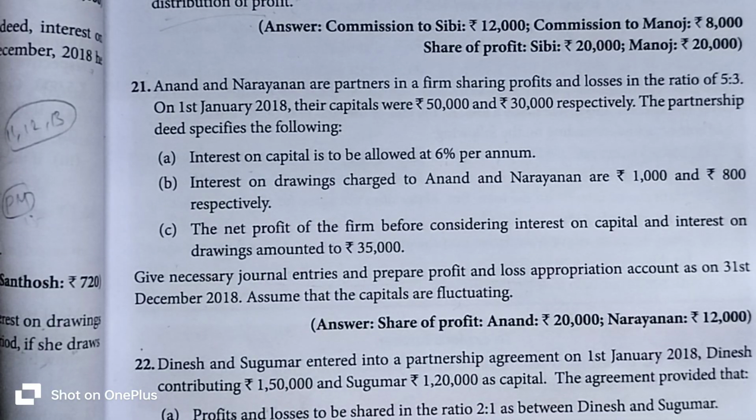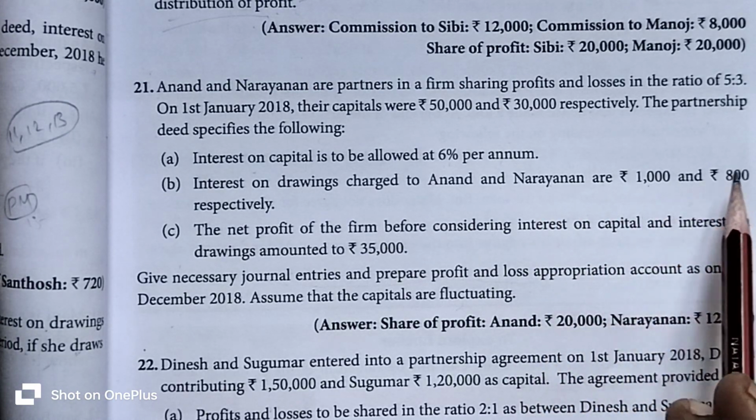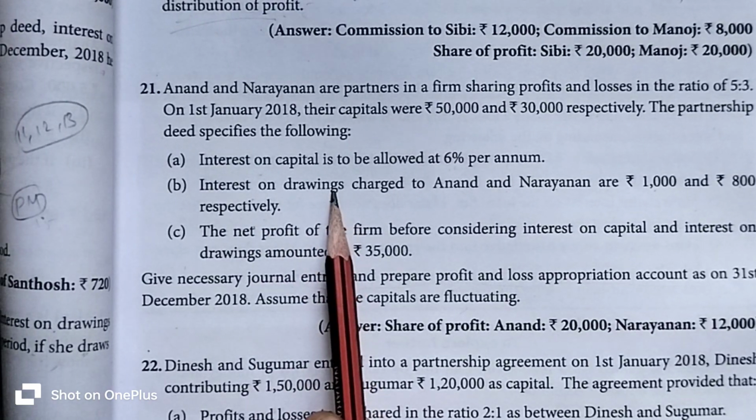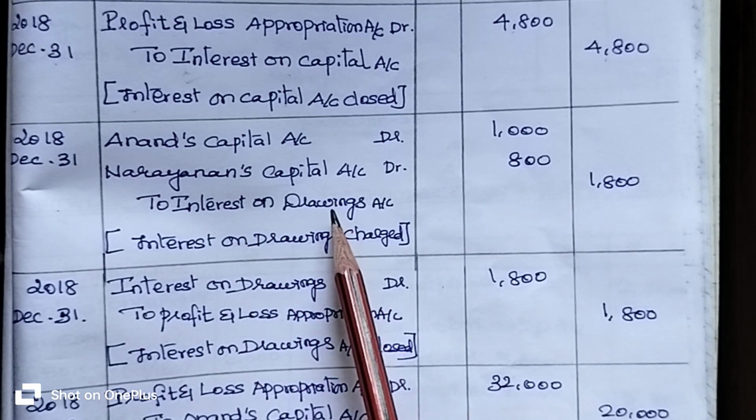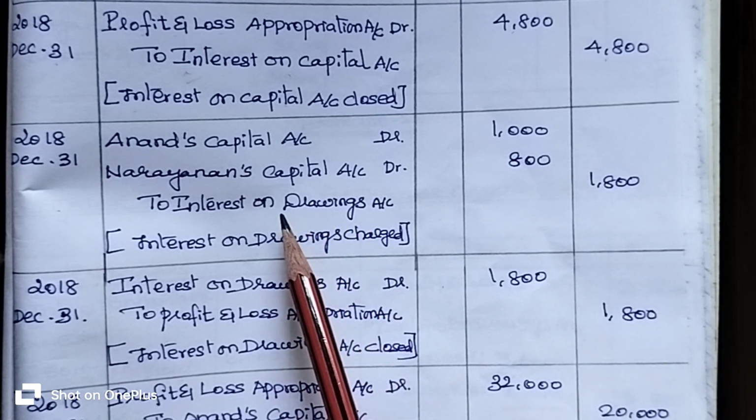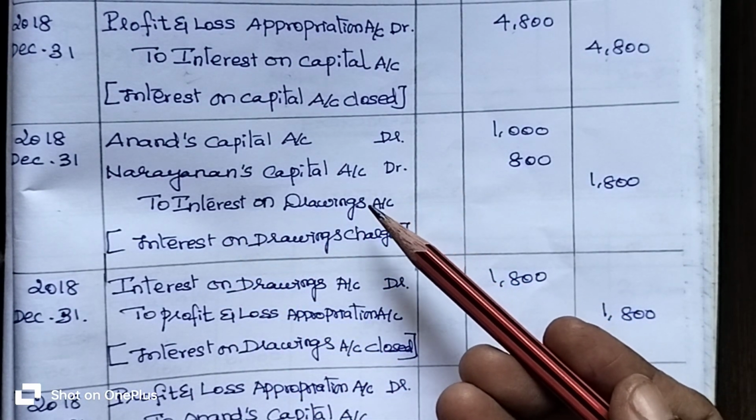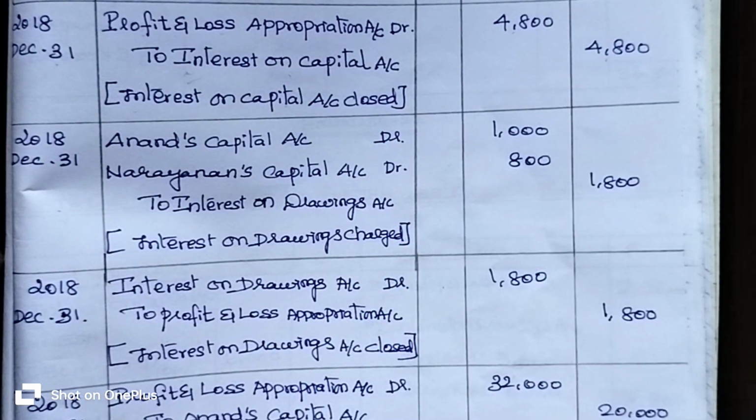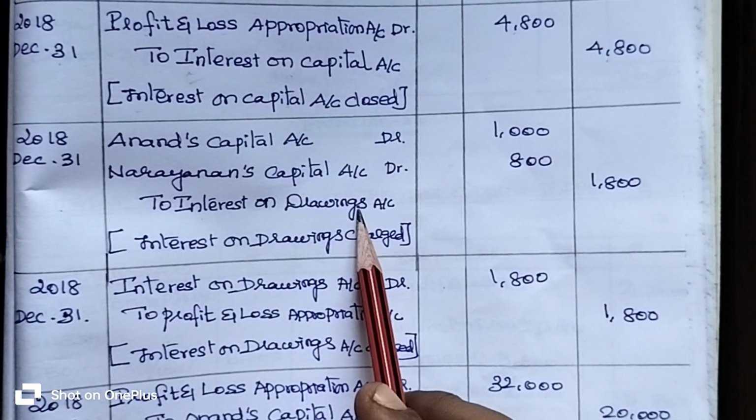Okay. And the second, B question, is interest on drawing charged to Anand and Narayanan are 1,000 rupees and 800 rupees respectively. Now we are going to pass the journal entry for interest on drawing. So listen, they have taken drawing from their business. So business and partners are both separate entities. So for the drawing taken, they have to pay the interest to the business. So the business has received the interest for the drawing taken.